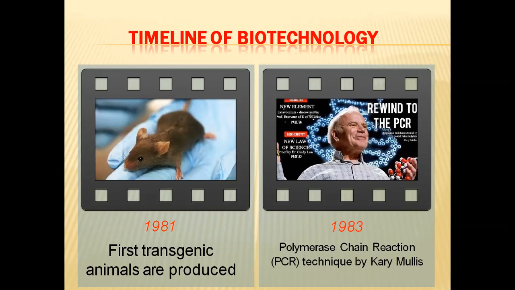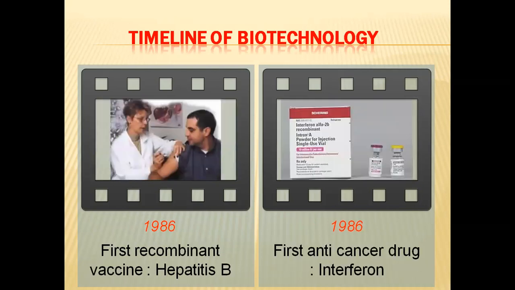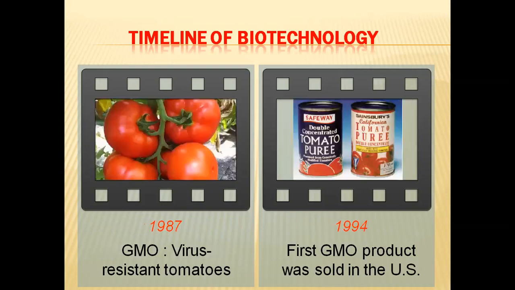In 1983, the PCR technique, polymerase chain reaction, was discovered by Kary Mullis. In 1986, the first recombinant vaccine for hepatitis B was made by scientists. In 1986 alone, the first anti-cancer drug, interferon, was produced. In 1987, virus-resistant tomatoes, the first genetically modified plant, were produced. In 1994, the first GM product was sold in the USA, that is the tomato.